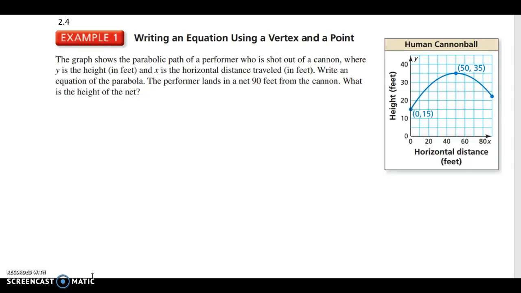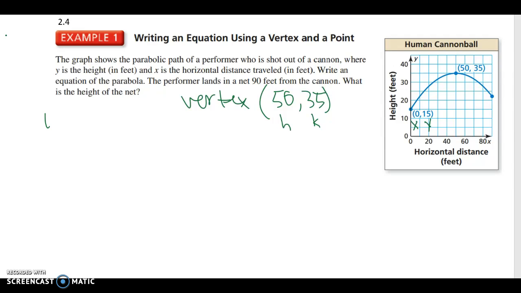We're writing an equation using a vertex and a point. So this will be like that first set of directions that I gave you in your journal. So read the problem. And now we have to figure out our vertex is given at 50, 35. So this is our H and our K. And then we want to find another X and Y. I'm going to use 0 and 15 because that's also given.